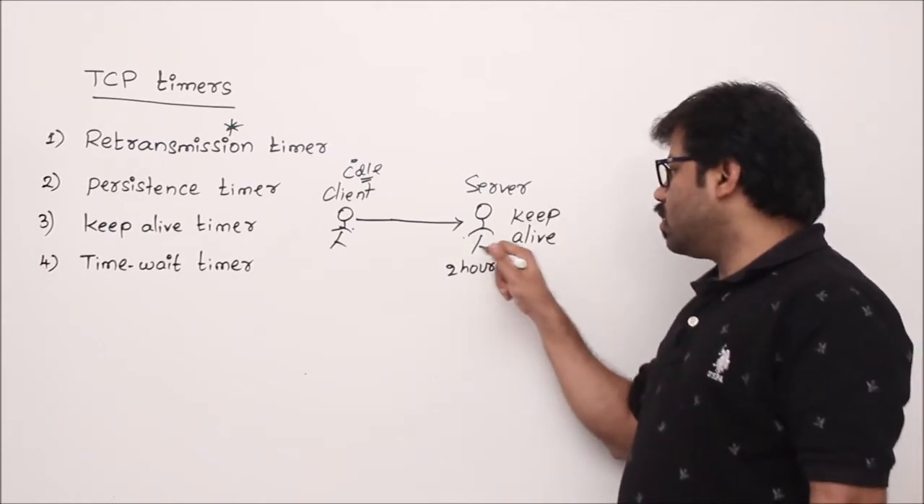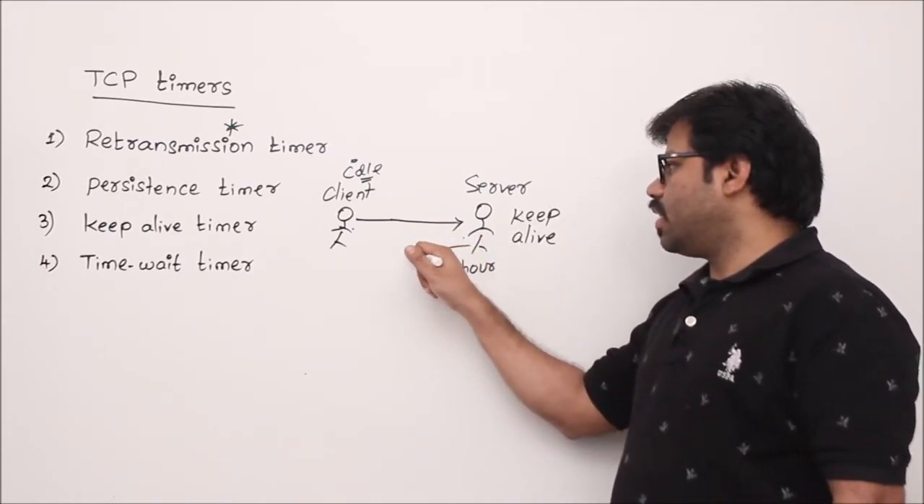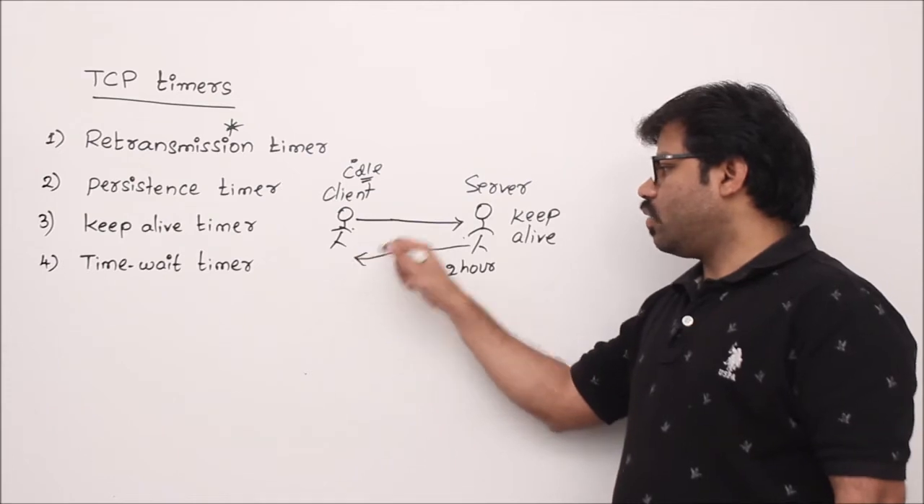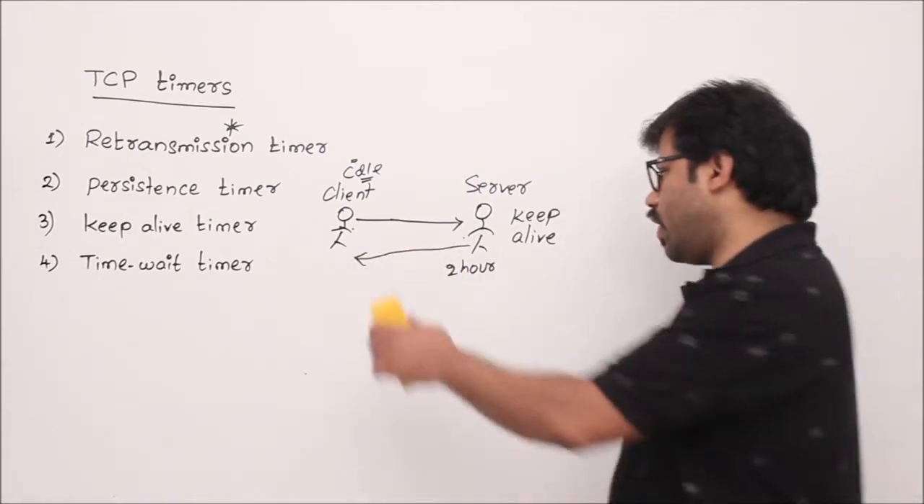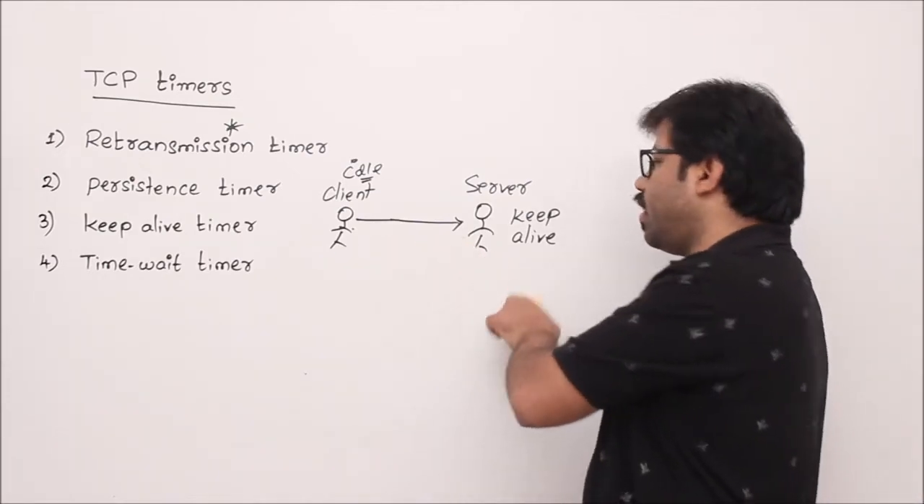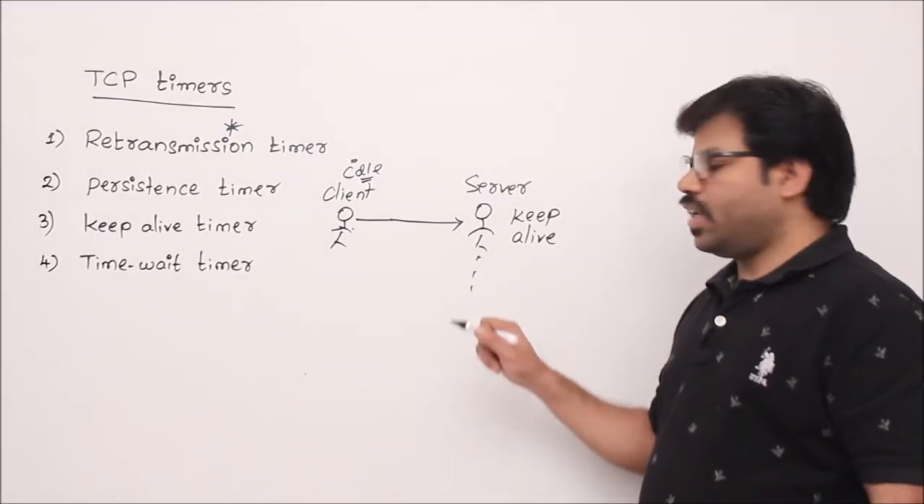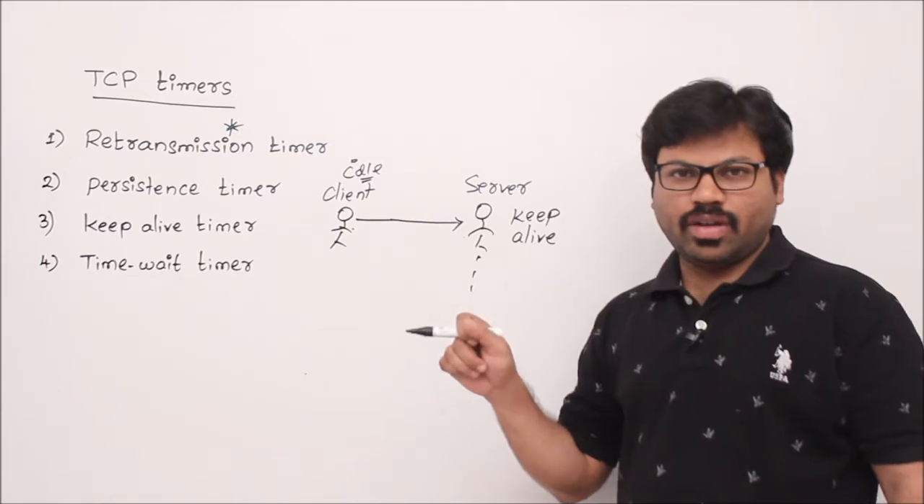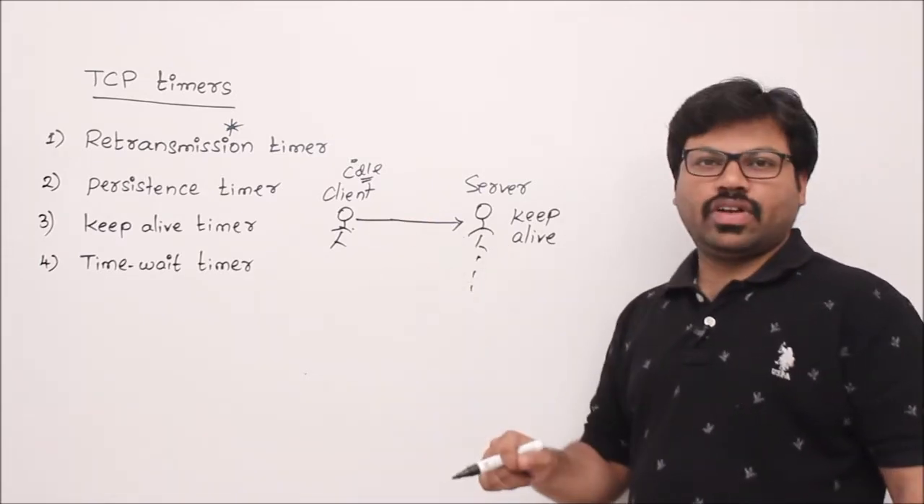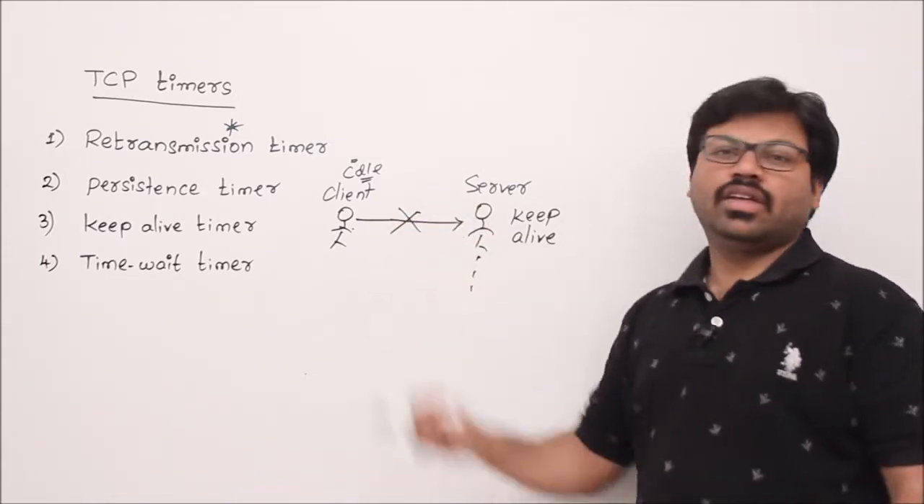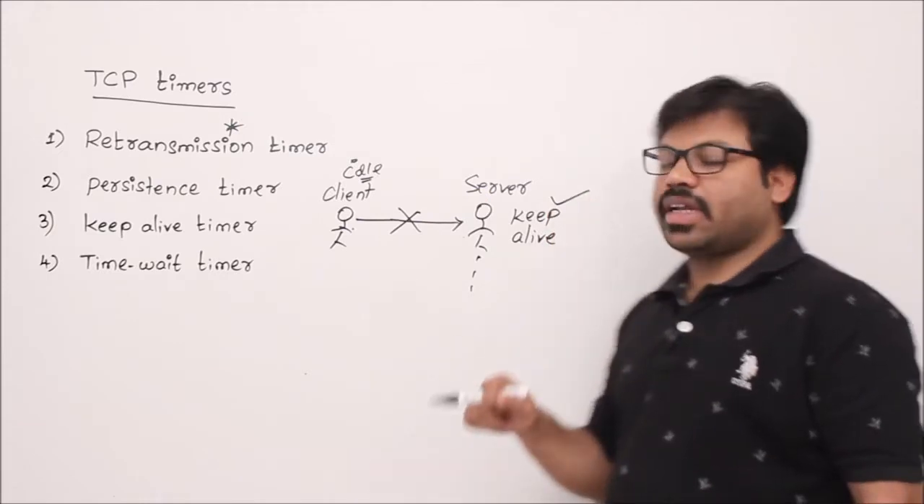So after 2 hours, the server will send a packet saying, my dear client, are you there? If the client responds, okay. Otherwise, we send one more time. After some time, we realize that the client is really not available. If the client won't respond, we close the connection. In that way, the keep alive timer can be used.